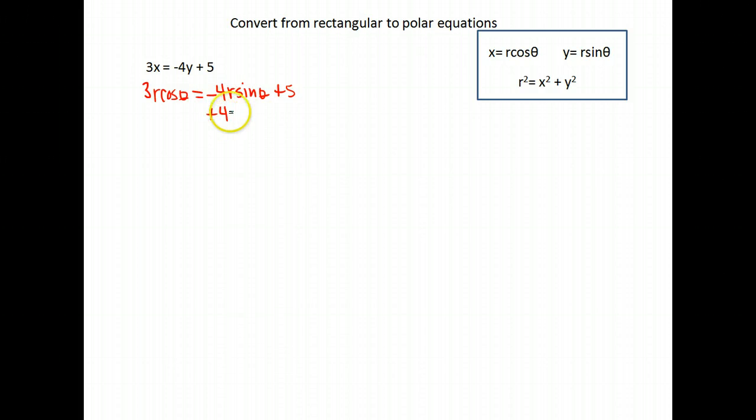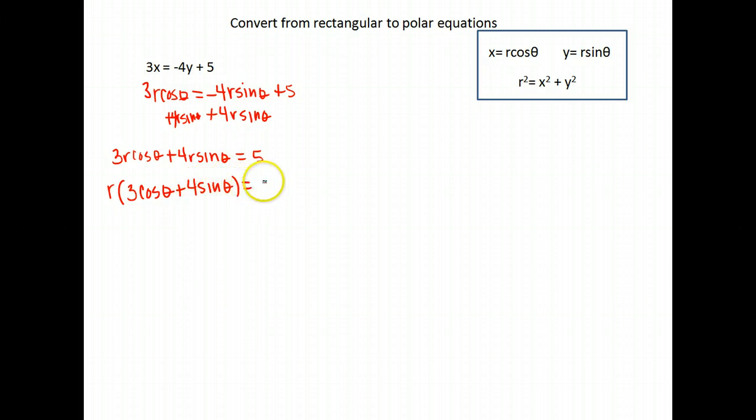I would probably move the r sine theta to the other side so that I have my r's on the same side at least. So now I have 3r cosine theta plus 4r sine theta equals 5. I can factor out an r, so then I would have r times 3 cosine theta plus 4 sine theta. We want to make it look as simplified as we can.